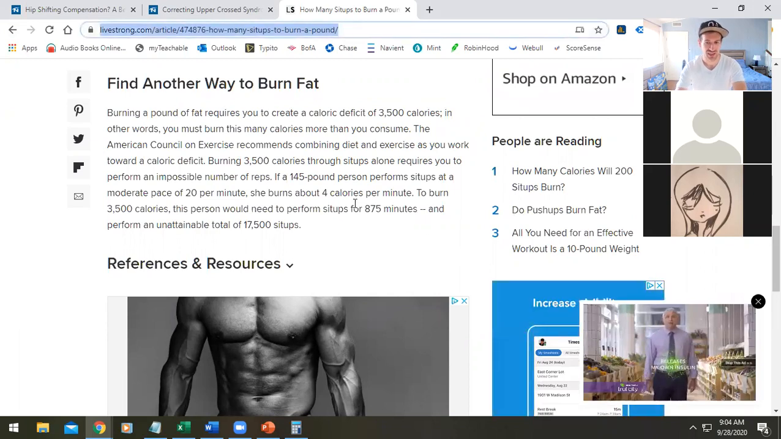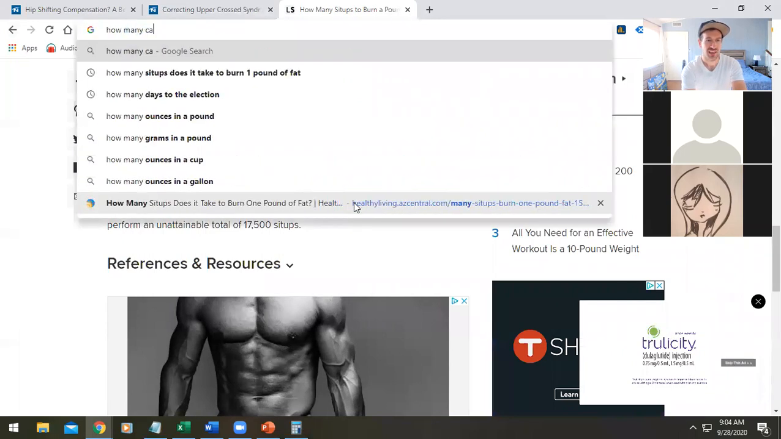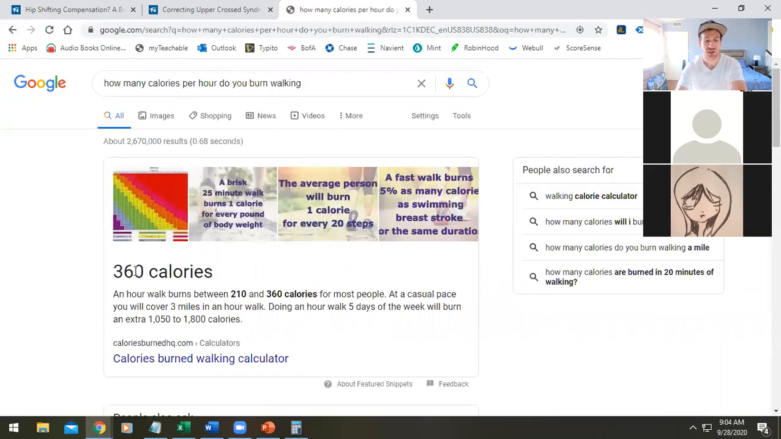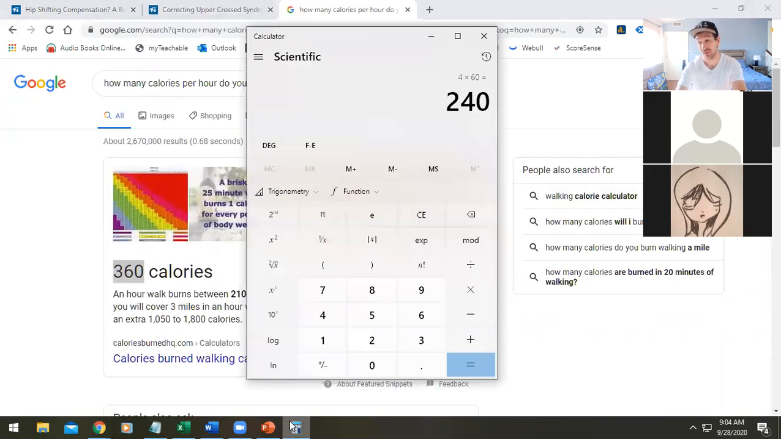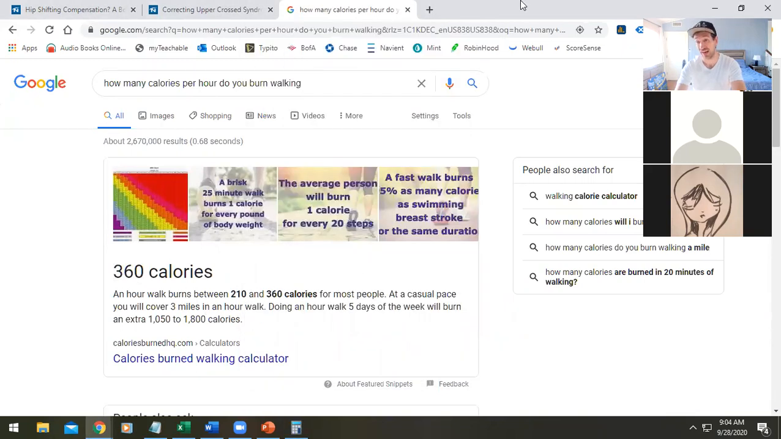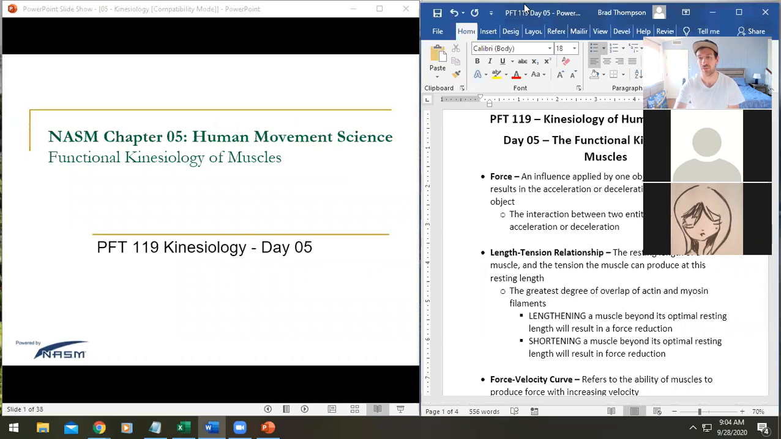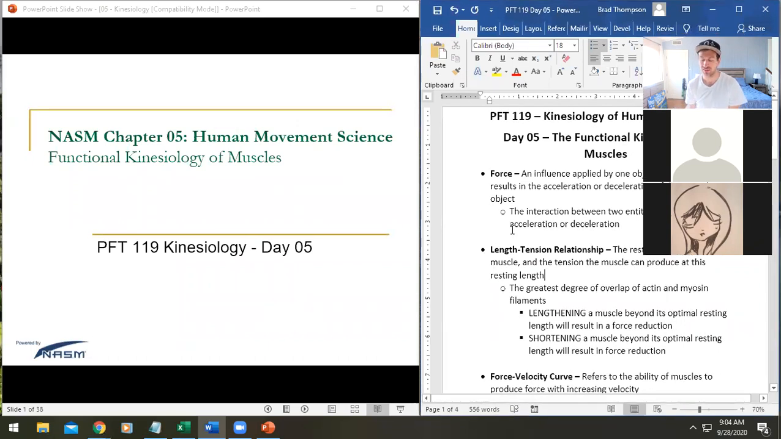So now let's say, how many calories per hour do you burn walking? Just walking, you're going to burn 360. So that's way more. And that's walking at 3 miles an hour. That's more than a sit-up. Totally. 3 miles an hour, dude, that is a casual stroll. That's how fast you walk when you're grocery shopping. If you walk 4 miles an hour, which is a brisk, somewhat tough pace, now you're going to be burning plenty of calories. That's what we're looking for.